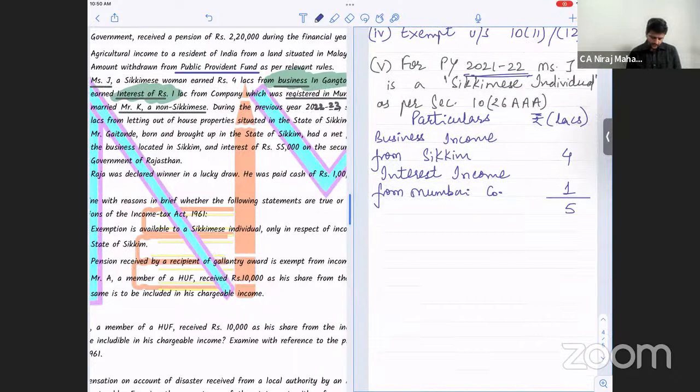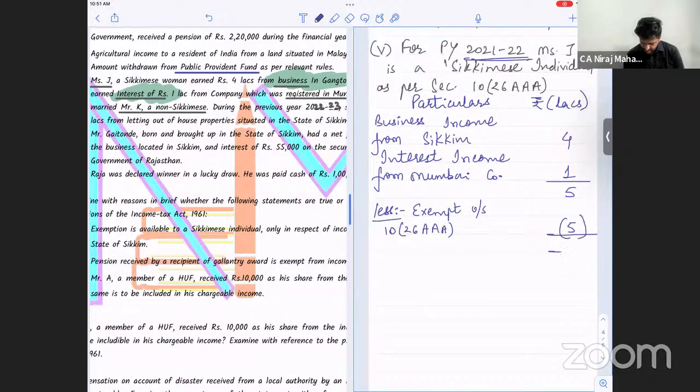What will I write down immediately over there? We exempt it at the source itself. Don't forget that. So let's exempt under section 10(26AAA) the entire 5 lakhs. They are eligible, no? The entire amount of 5 lakhs is eligible. So taxable income obviously is nil.